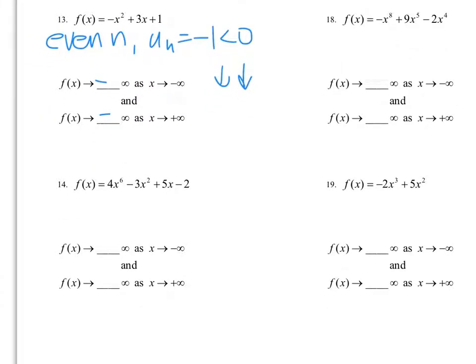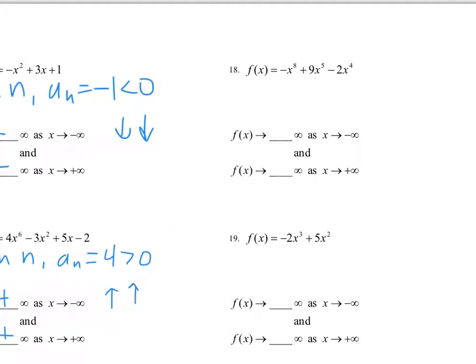14. All right, we have even degree again. It's 6. Leading coefficient is 4. That's positive. So we're going to go up on the left and the right. So plus infinity for x going in both directions.